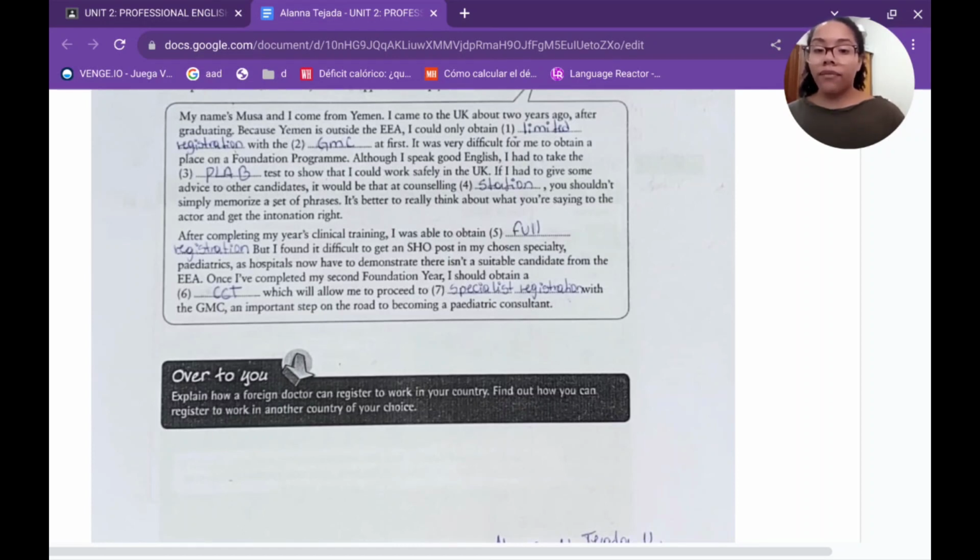the UK. If I had to give some advice to other candidates, it would be that at consultation stations, you shouldn't simply memorize a set of phrases. It's better to really think about what you're saying to the doctor and get the information right.